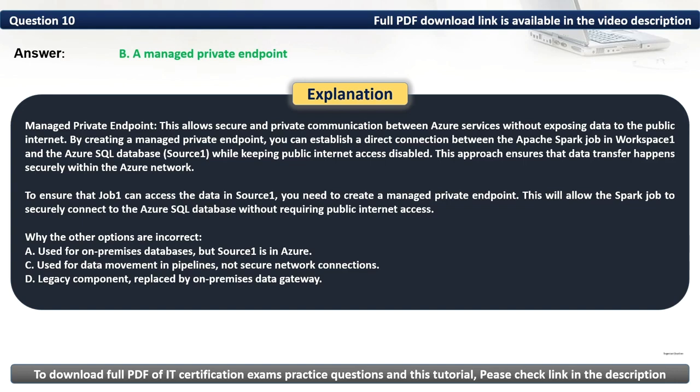To ensure that Job 1 can access the data in Source 1, you need to create a managed private endpoint. This will allow the Spark job to securely connect to the Azure SQL database without requiring public internet access.